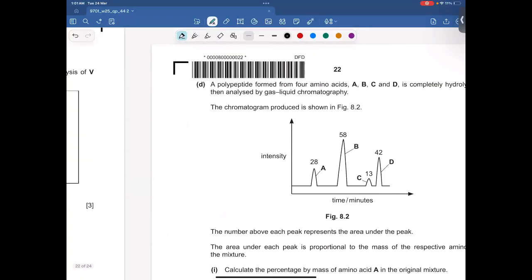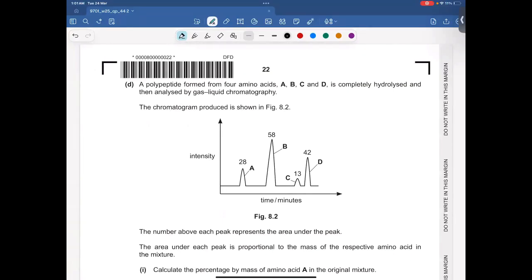Next part. Oh my goodness, the polypeptide formed from 4 amino acids is completely hydrolyzed and then analyzed by gas liquid chromatography. The chromatogram produced is shown in this. Now, look at this chromatogram. This compound A has a smaller retention factor, or smaller retention time. That means this sample will come out first, quickly, from the glass column.